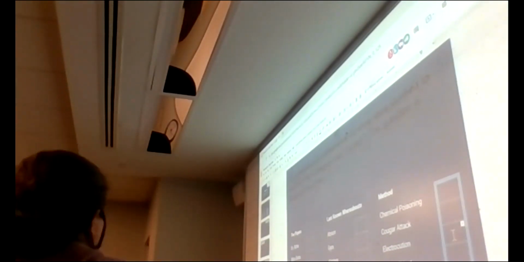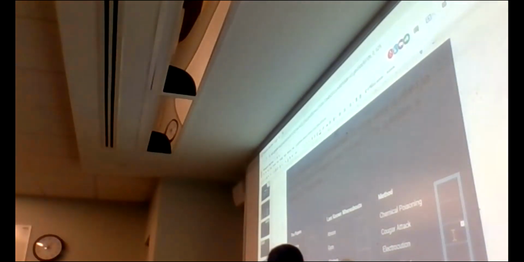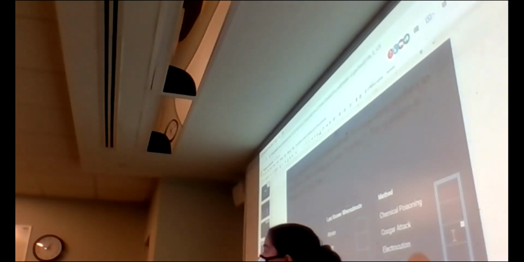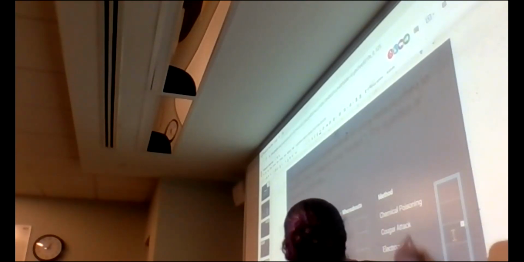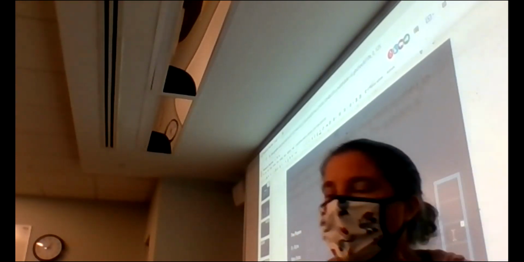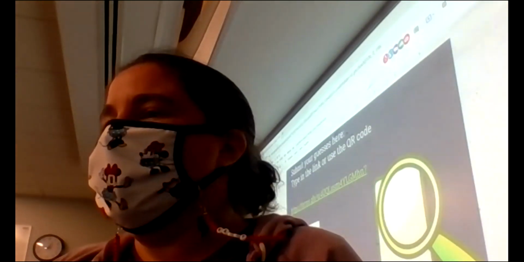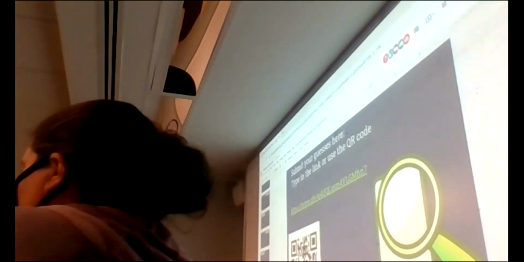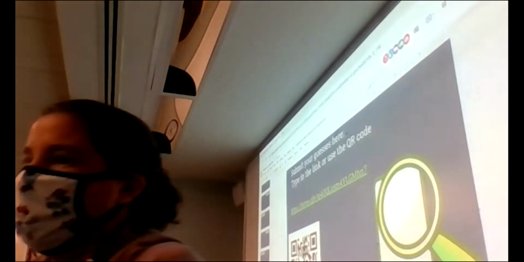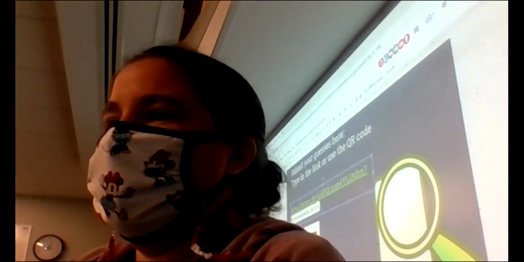After you solve all the clues, you should have one person that didn't get eliminated, one place that didn't get eliminated, and one method that didn't get eliminated. At the end of this, there is a QR code or a link, like you could click the link in your phone or whatever, to enter your answer.